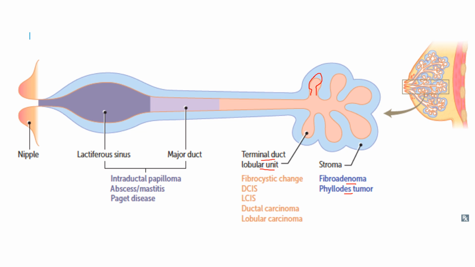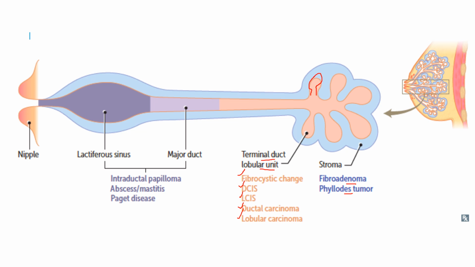So that is in the stroma. Now the terminal duct lobular unit: there you can see the fibrocystic changes, ductal carcinoma in situ, lobular carcinoma in situ, and invasive ductal carcinoma and lobular carcinoma.